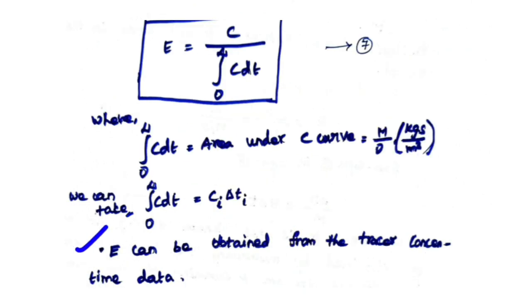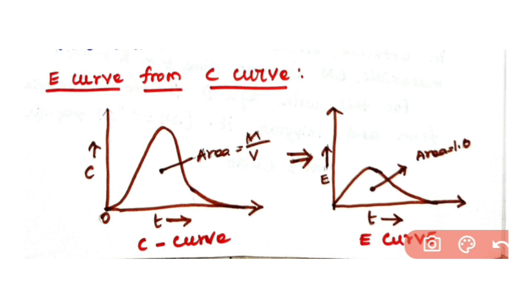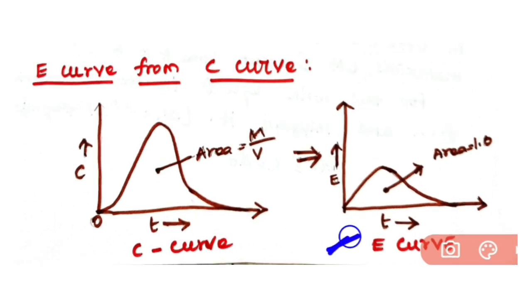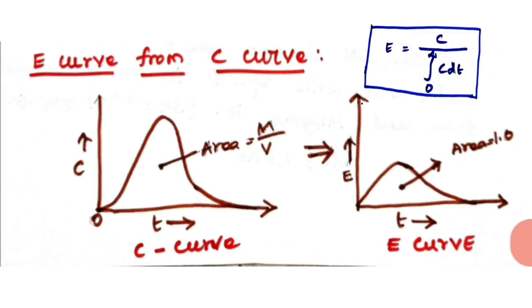You can obtain the E value from the tracer concentration and time data, that is the E curve from the C curve. The C curve is nothing but your graph plotted between time and concentration of your tracer. Your area under the curve is M divided by nu. Then the E curve is obtained by plotting the curve between time and E. So E can be obtained from the tracer concentration and time data.